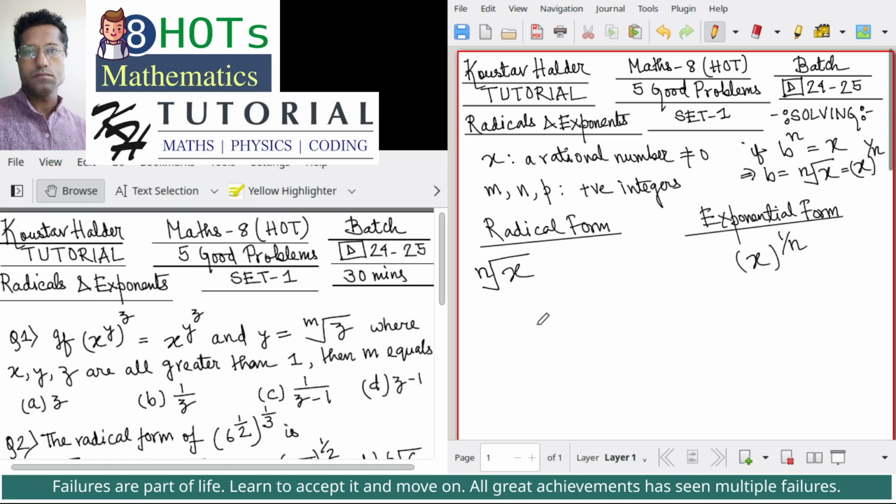Now let's see some complex forms. Now what will be the nth root of x to the power m? The nth root of x to the power m.